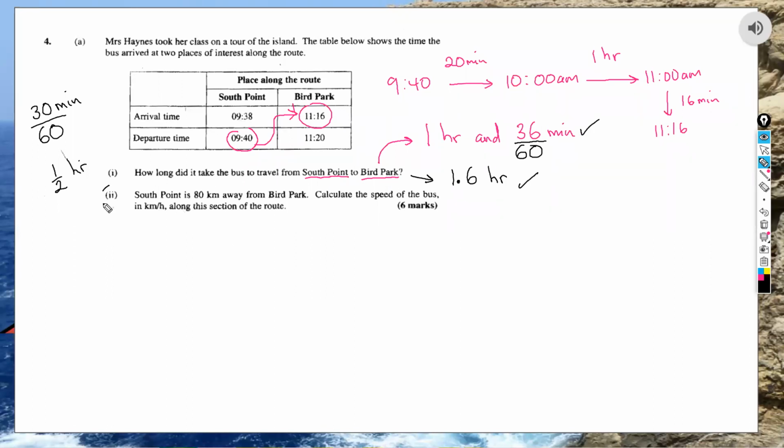So for part 2 now, South Point is 80 kilometers away from Bird Park. Calculate the speed of the bus. Now, this goes back to a very popular formula in math, something we did last term. Do you all remember this formula? Distance is speed multiplied by time. So let me write it out properly here for you. I want to discuss this, it will give me a chance to talk about this formula again. Even if you have the formula, take it down again. No harm in revising it. No harm at all.